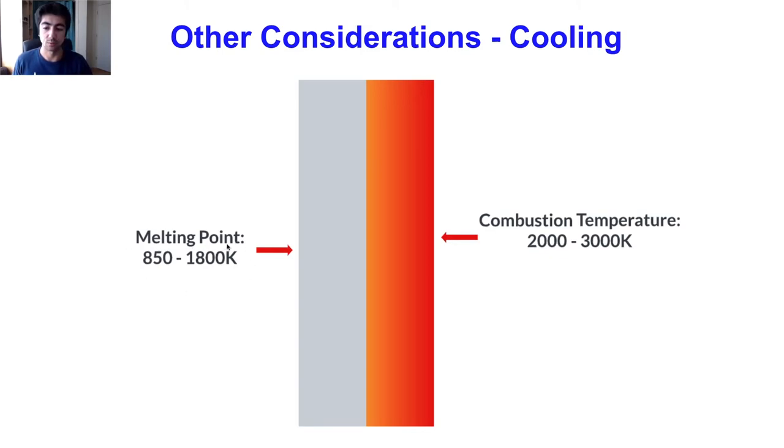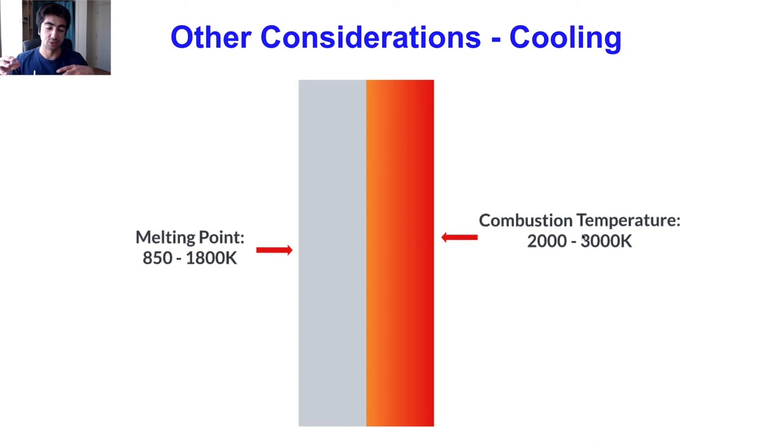What you'll notice here is that the range of the melting points of these metals is, in general, much lower than the combustion temperature for many different propellant combinations. Because of this, we need to consider how we're going to cool the wall of our combustion chamber and of our throat and even of our nozzle. Remember, once you get to the nozzle, the temperature is a bit lower as we exchange heat energy for kinetic energy. So the hottest point is going to be the actual combustion chamber.